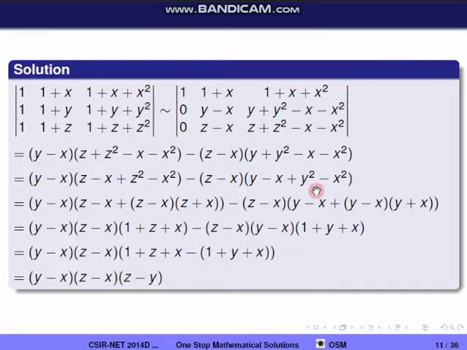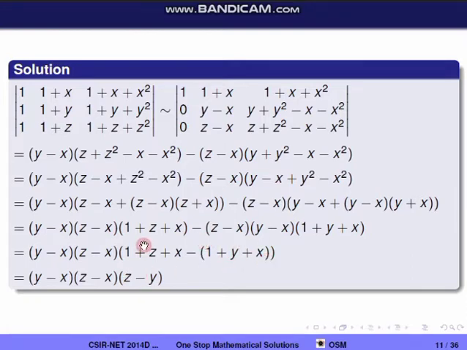From this equation I can take y minus x as common. So this is equal to (y minus x) into (z minus x) into (1 plus z plus x) minus (z minus x) into (y minus x) into (1 plus y plus x). So here from these two terms I can take y minus x and z minus x common. So this is equal to (y minus x) into (z minus x) into [(1 plus z plus x) minus (1 plus y plus x)].